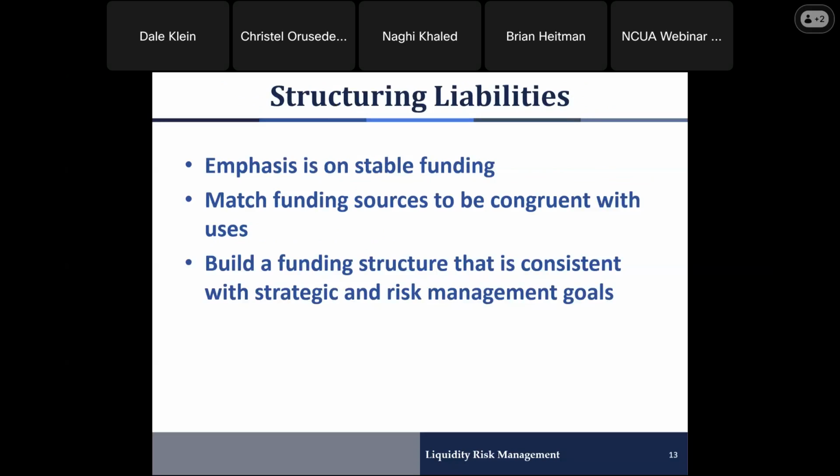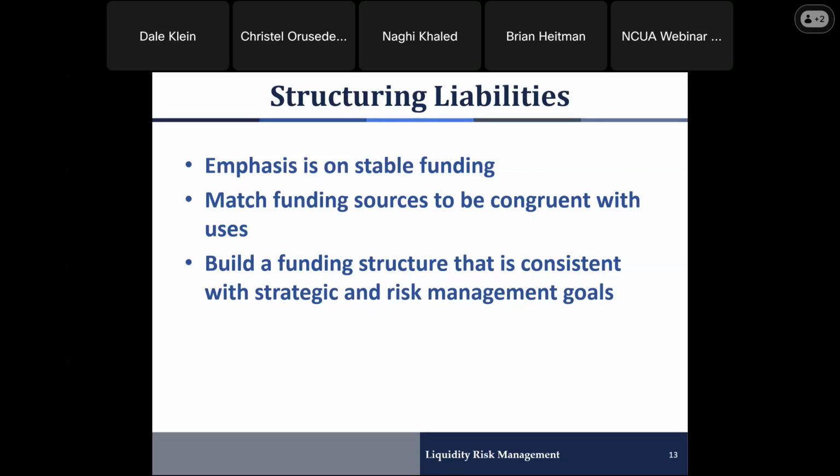The next area of concern is the structuring of liabilities. Liability structuring involves managing funding sources to support the institution's operations and growth while aligning with its strategic goals. I will discuss three fundamental aspects of liability structuring: stable funding, matched funding, and ensuring consistency with strategic objectives.